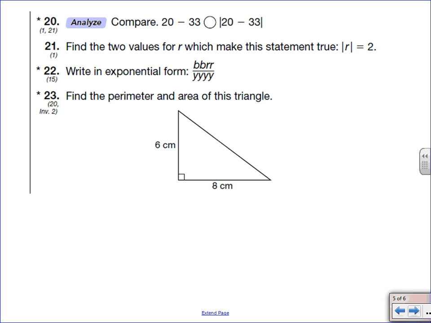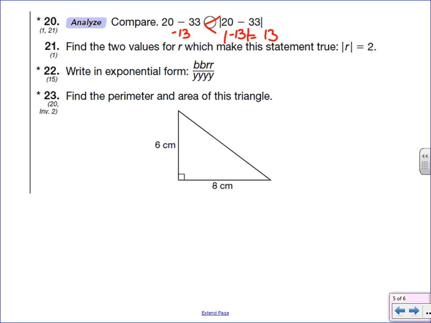Compare 20 minus 33 to the absolute value of 20 minus 33. Well, 20 minus 33 is negative 13. And then 20 minus 33 is negative 13. But the absolute value of negative 13 is positive 13. So that's bigger.